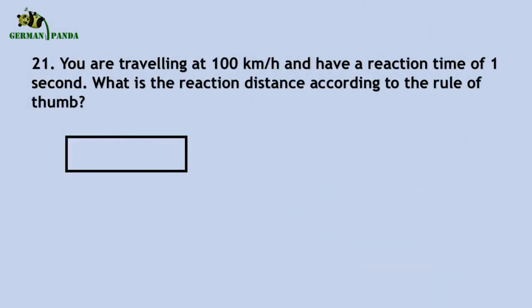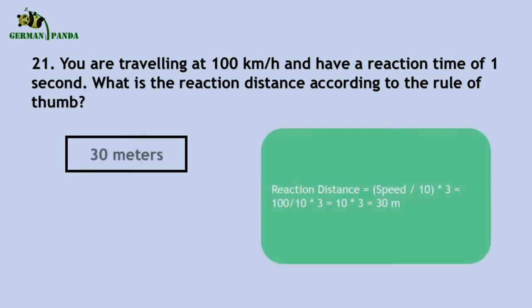You are traveling at 100 km/h and have a reaction time of 1 second. What is the reaction distance according to the rule of thumb? 30 meters. Reaction distance equal to 3 times 1/10 of the speed.